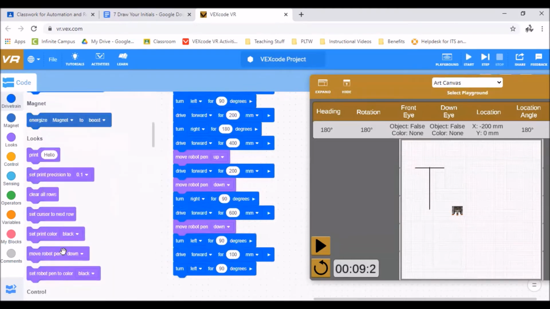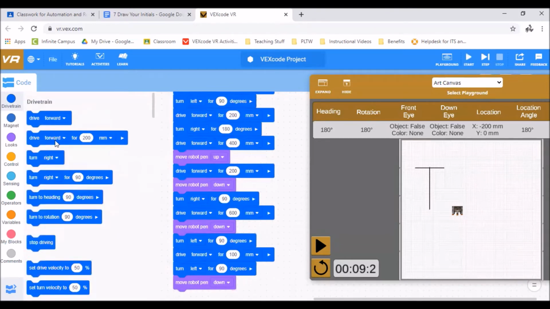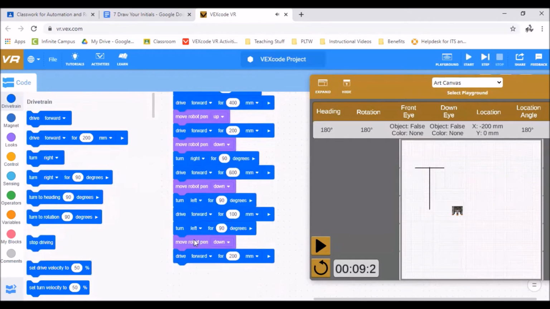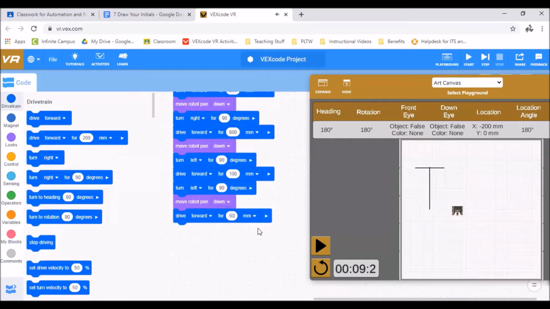And I can move that pen tool back up, back down now, so it starts drawing. We'll go up for 600, so that way they're all the same height. Now, why don't I turn to the right? Instead of 90, it's going to need to be a little more. Let's try 120 like we did for our triangle. And I'll drive forward for 200.